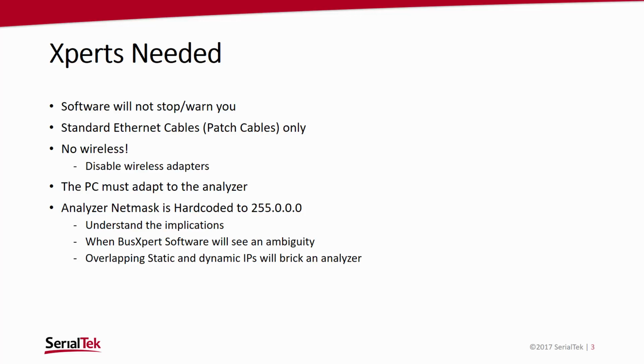If a network is set up that is not compatible with a netmask of 255.0.0.0, not only is the behavior of the SerialTek product line undefined, it can even result in an analyzer becoming unusable. The most common case of this is when IP addresses are manually assigned that fall within the same range as those assigned by a DHCP server. Again, this is something that should be avoided because it's incompatible with standard IT practice as well as with SerialTek's products.